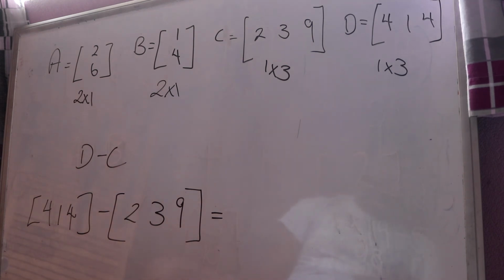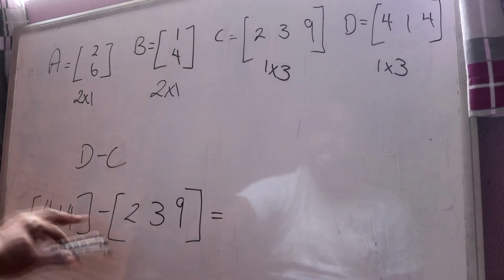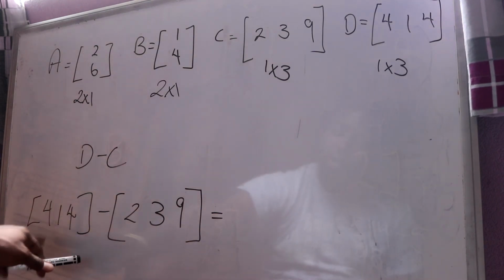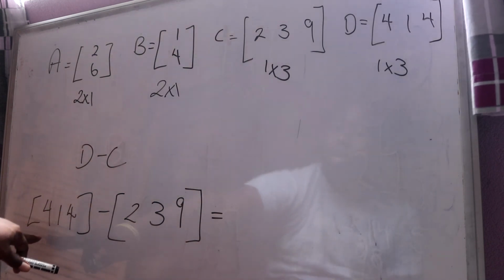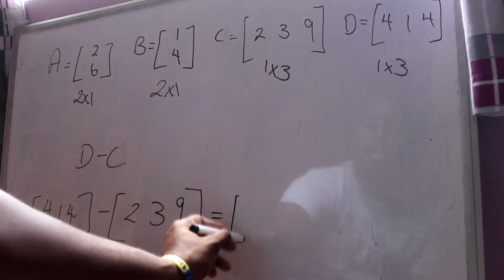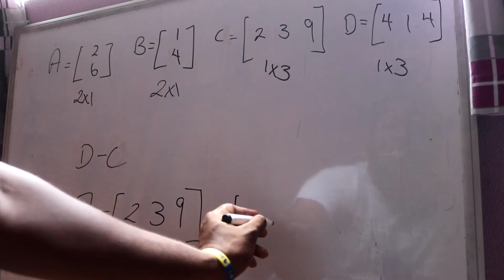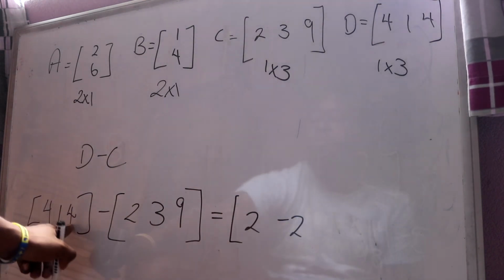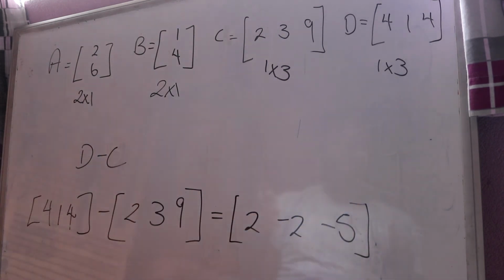Again, we compare the elements of the matrices the same way. So I'm going to subtract 2 from this 4, because this is the first element in this matrix, and this is the first one in this one. So 4 minus 2 gives me 2. Then 1 minus 3 gives me negative 2. And then 4 minus 9 gives me negative 5. And that's how you subtract and add matrices. You just have to make sure that they have the same order, and then you can go ahead and do it.